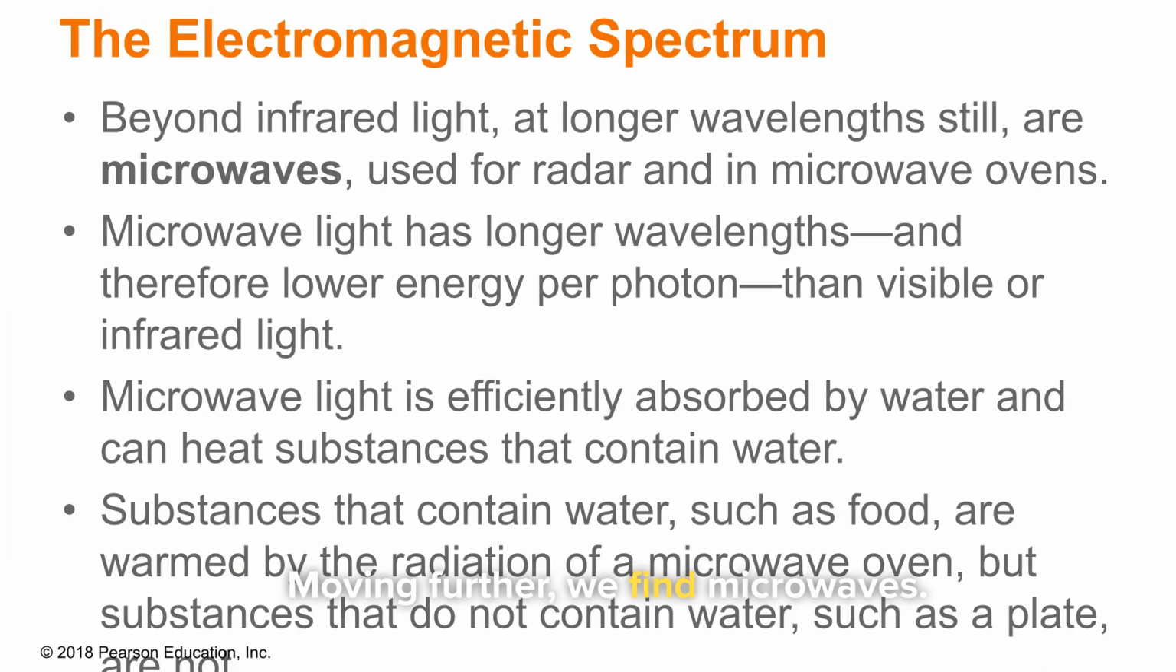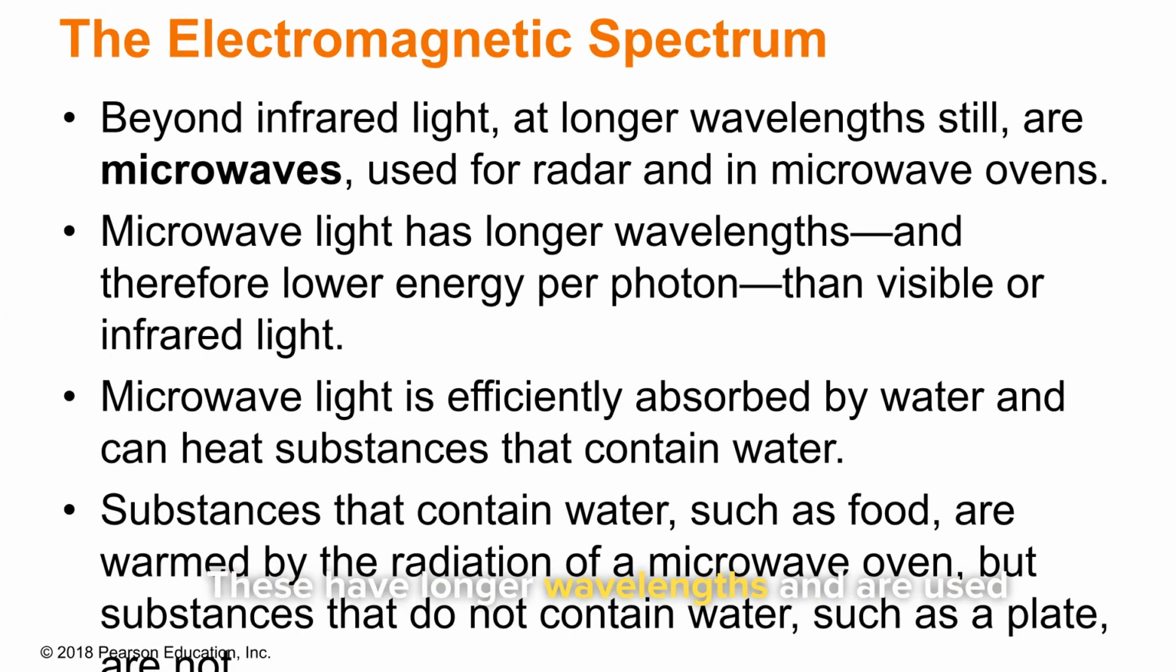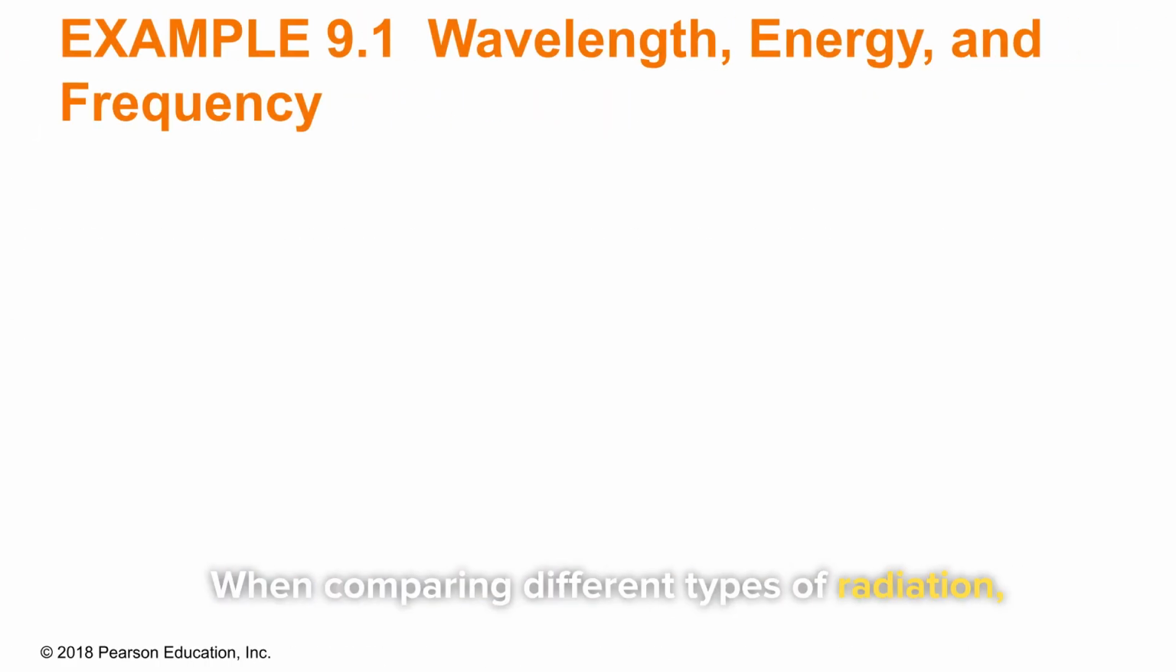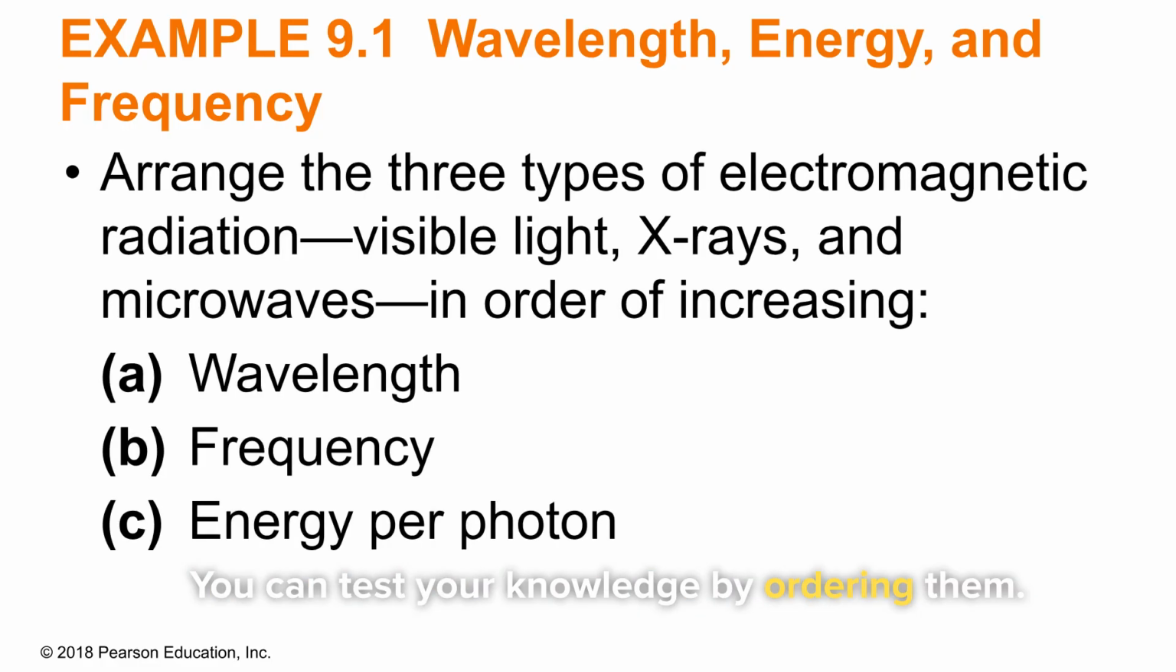Moving further, we find microwaves. These have longer wavelengths and are used for radar and cooking, as they efficiently heat substances containing water. Finally, radio waves have the longest wavelengths. They are essential for modern communication, including radio, television, and cellular networks. When comparing different types of radiation, remember that wavelength, frequency, and energy are all linked. You can test your knowledge by ordering them.